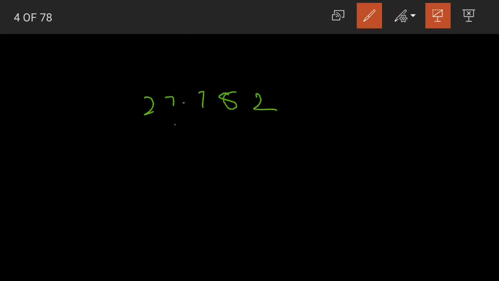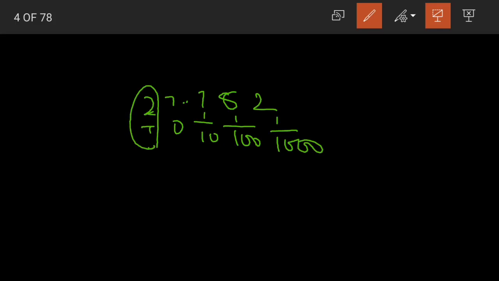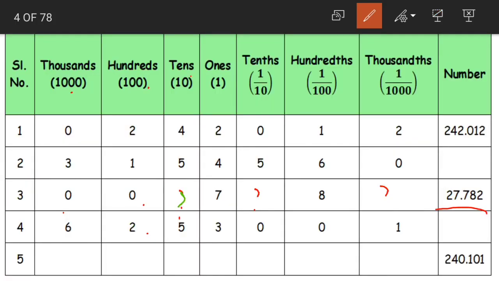What are the place values? This is ones and tens we know. Now after the point, 1 by tens, 1 by hundreds, 1 by thousands. So what will be the number in tens place? It will be 2. In 1/10 we are having 7. So in the tens place we are having 2. In the 1/10 place we are having 7. And in 1000s we are having 2. Understood children? The place values of decimal numbers.